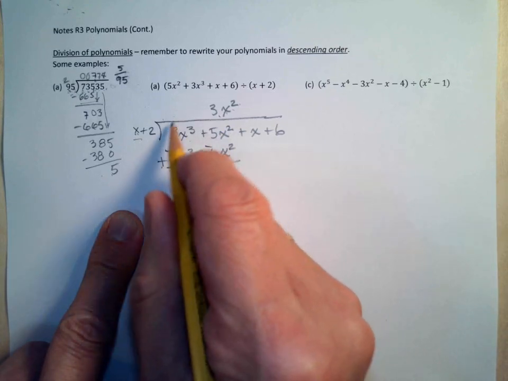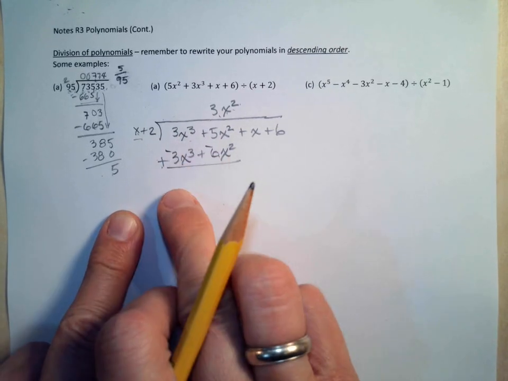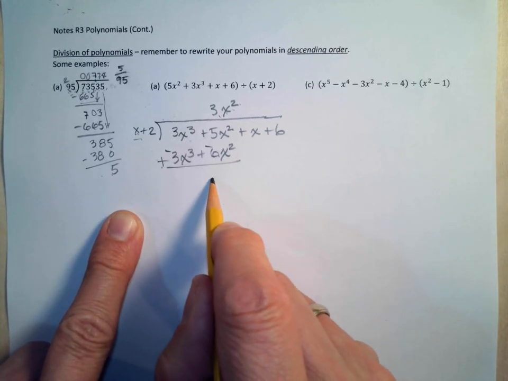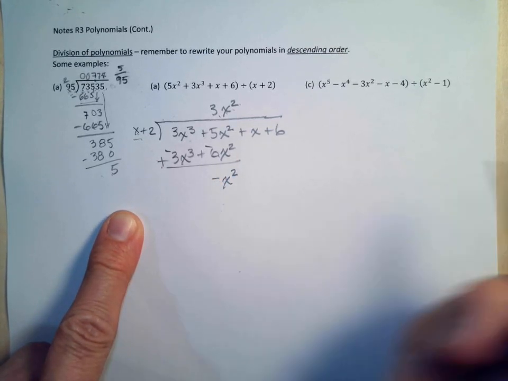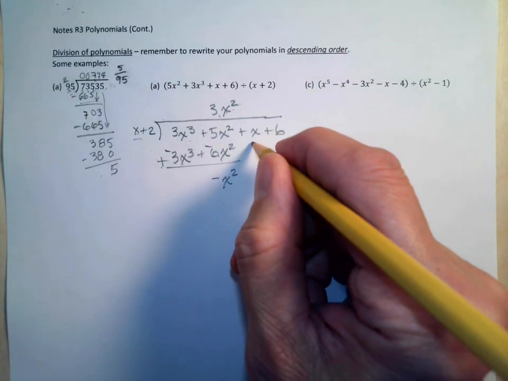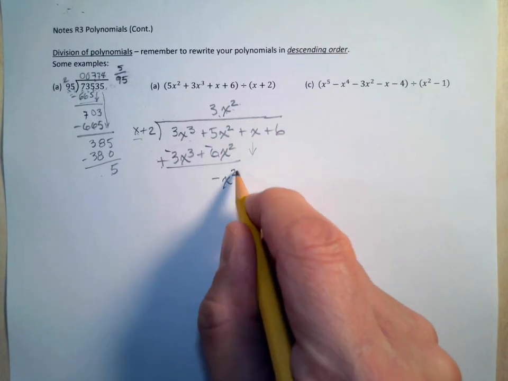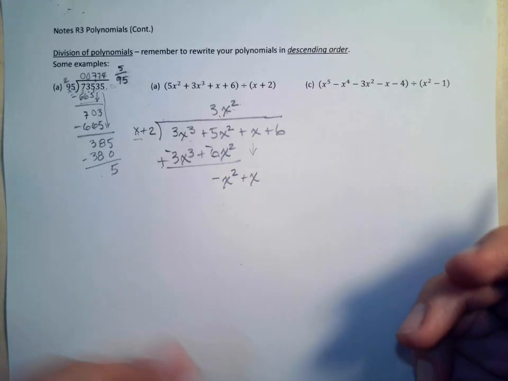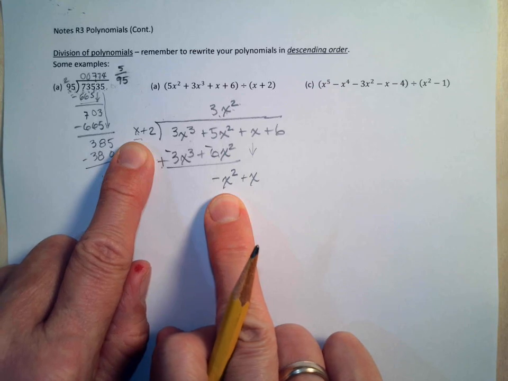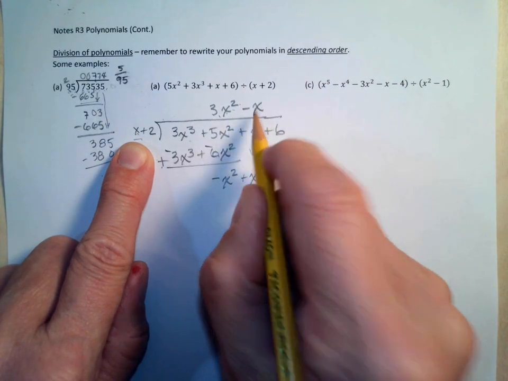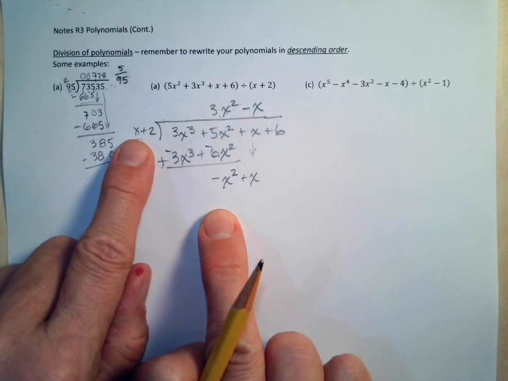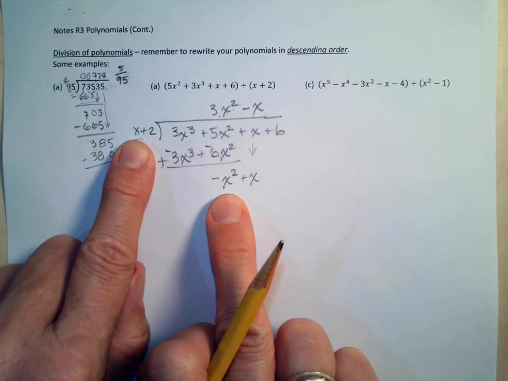All right, so what do we get? This term goes away, and that's kind of what we expect. If not, then you did something wrong. And this is negative x squared. Okay? And now we bring down the next term, so it's negative x squared plus x. And now we repeat the process. What times x gives me negative x squared? That's negative x. You're creating a polynomial up here, so you've got to have a sign in front. So x times negative x is negative x squared.